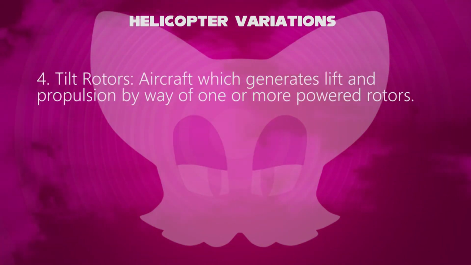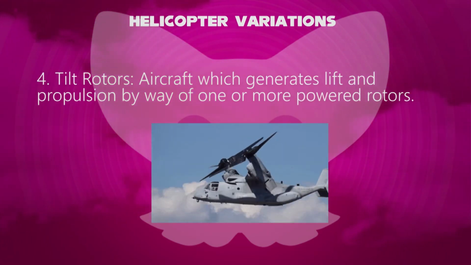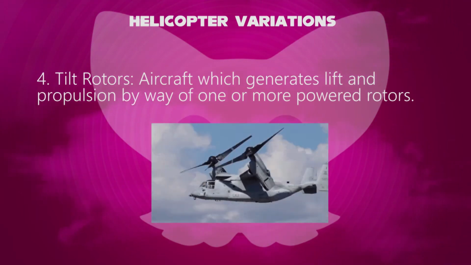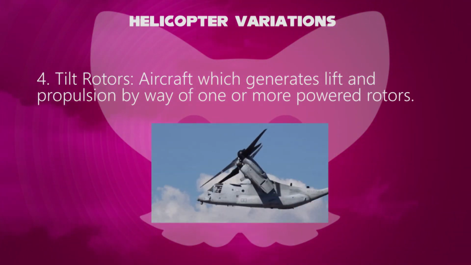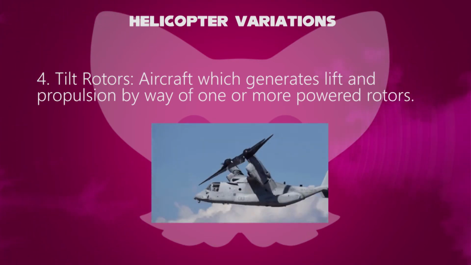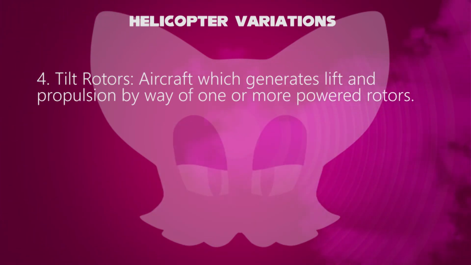Next, the tilt rotors. This type of aircraft generates lift and propulsion by way of one or more powered rotors mounted on engine pods, usually at the ends of a fixed wing. By the way, we can compare with transverse rotors, just like we discussed.